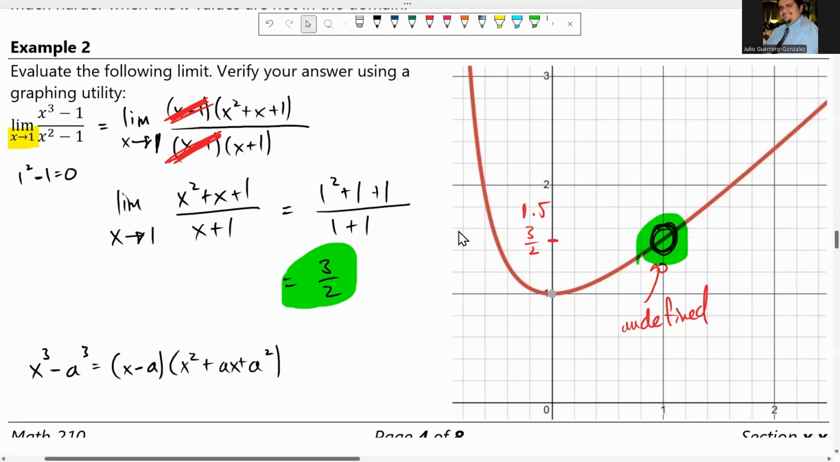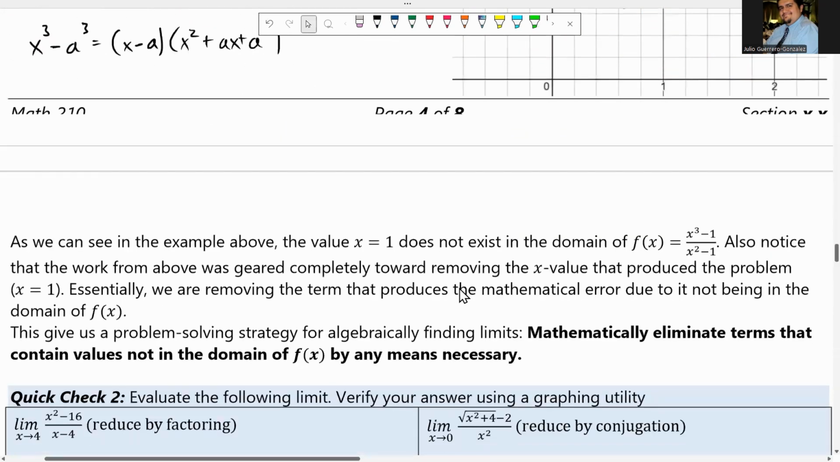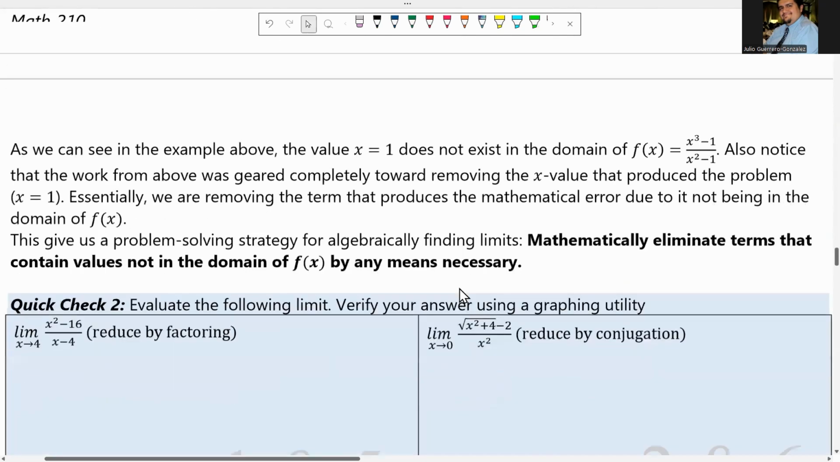So now, look at this. We found the limit of something algebraically. That's what this point was. Now, this brings up a very good game plan when finding limits altogether. So notice, like I said, the value x equals 1 is not in this domain.